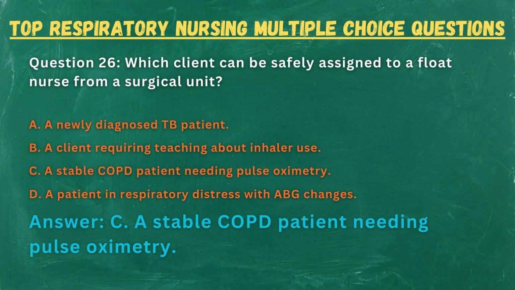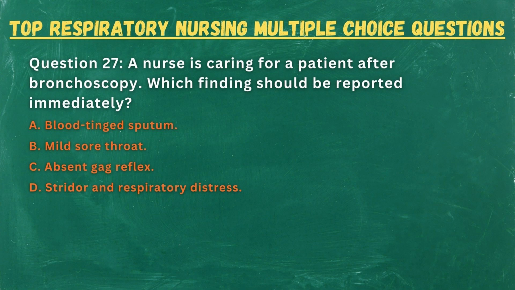Answer: C. A stable COPD patient needing pulse oximetry. Question 27. A nurse is caring for a patient after bronchoscopy. Which findings should be reported immediately? A. Blood-tinged sputum. B. Mild sore throat. C. Absent gag reflex. D. Stridor and respiratory distress.